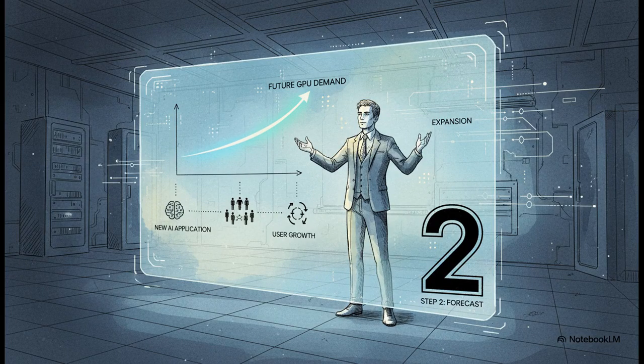Step 2 is where you translate the company's business strategy into actual technical requirements. Is a new AI-powered app about to launch? Is the R&D team about to double in size? These aren't just business plans. They directly translate into future GPU demand, and your forecast has to capture all of that.